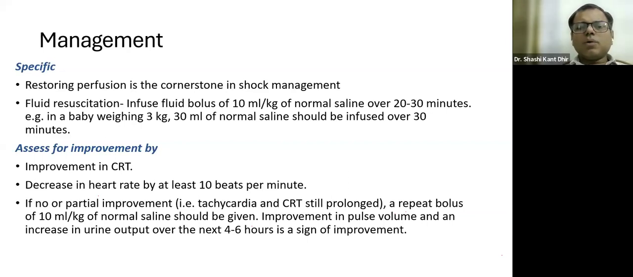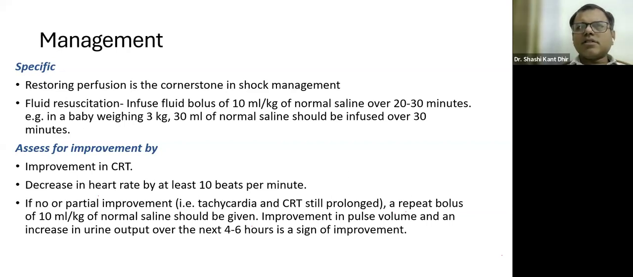So specific, we all know that perfusion तो हमें improve करना ही करना है. कैसे improve करना है वो हमें देखना है. So if the baby is having fluid responsive shock, so the first thing is we always give a 10 ml per kg of normal saline over 20 to 30 minutes. So this is very important, 10 ml per kg over 20 to 30 minutes. So if the baby is 2 kg, we give 20 ml.